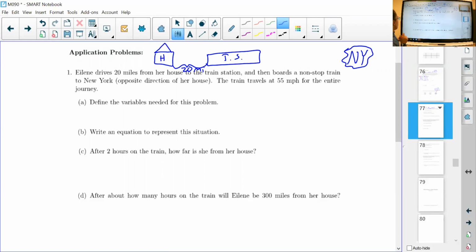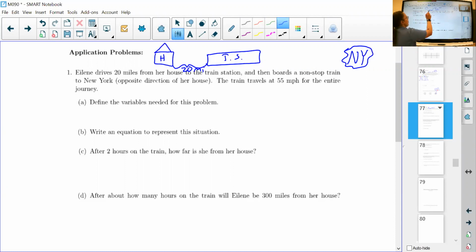That seems important. Before we even get started, I like to start with a picture, and then it says define the variables needed for this problem. Well, what might we want to know? We're told that this is 20 miles, so we don't have to figure that out. We're told that she's going on this train. The train goes at this speed. So maybe we want to know how far it is from the train station to New York. Maybe we want to know how far she's traveled after a certain number of hours. Maybe we want to know how many hours it takes to go a certain distance.